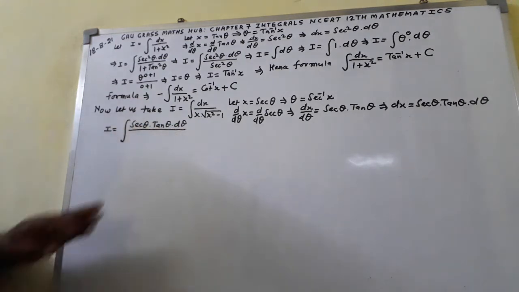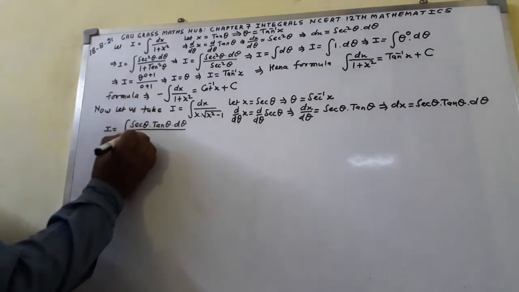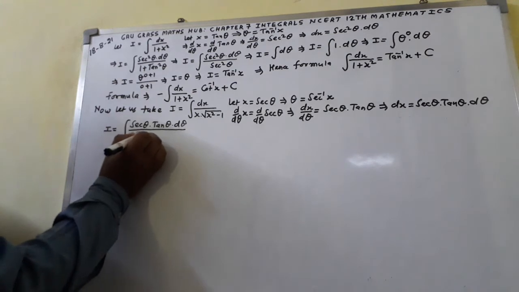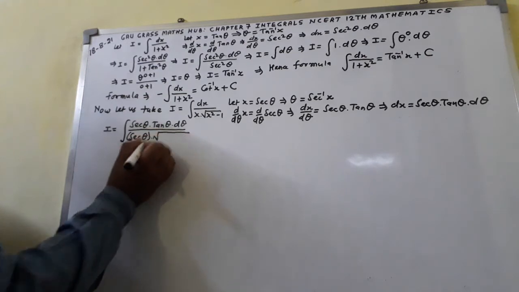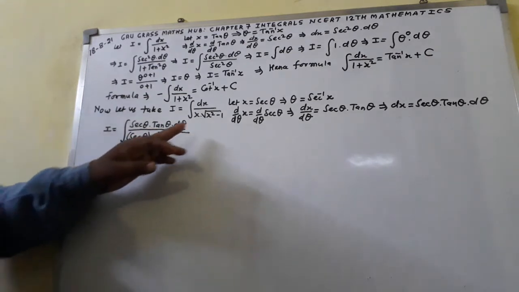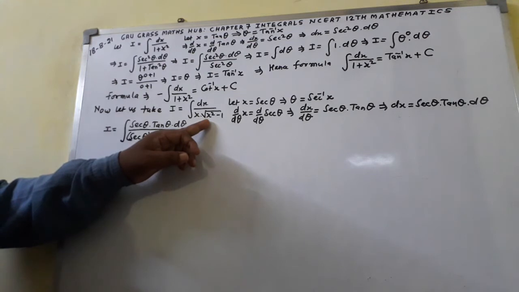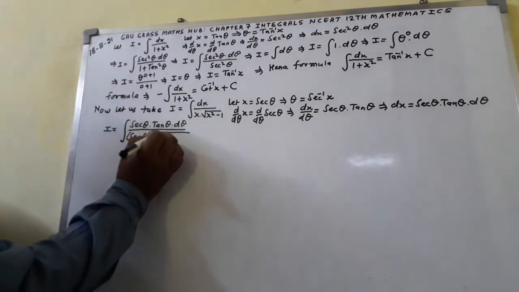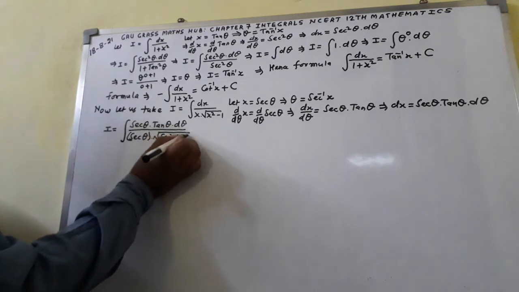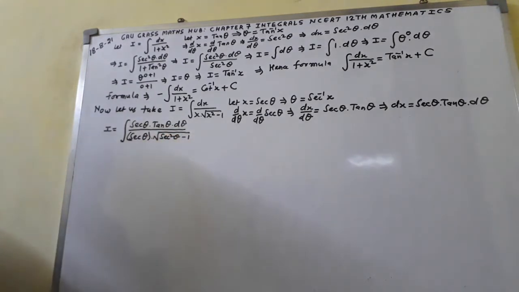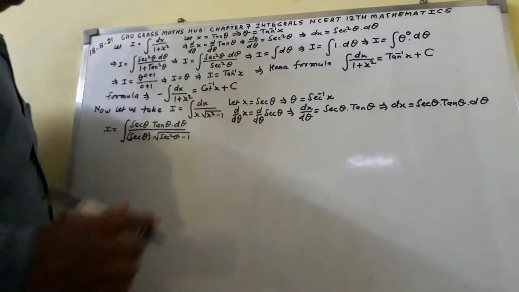Whole over, in place of x I shall write sec theta, dot under root sec, in place of x I shall write sec theta. We will get here sec square theta minus 1. This thing we have got. Now what to do next? We know the formula.